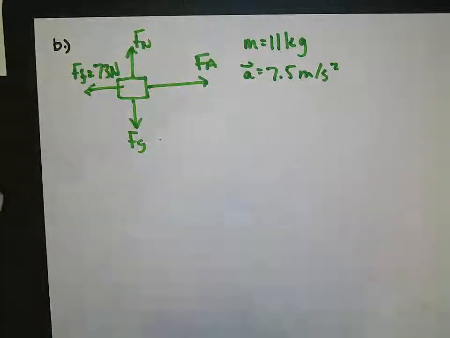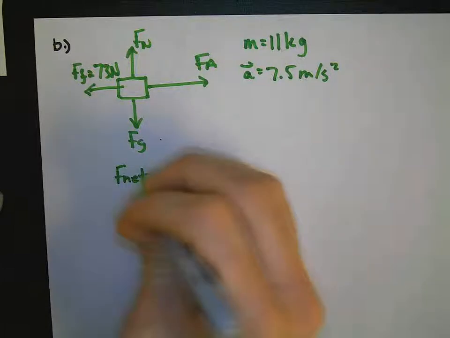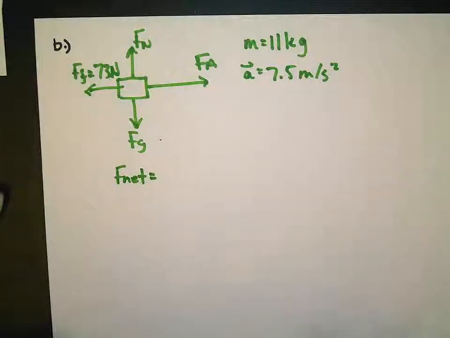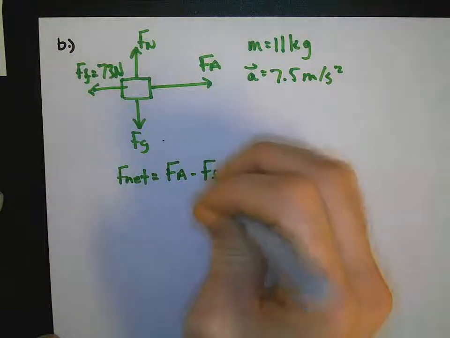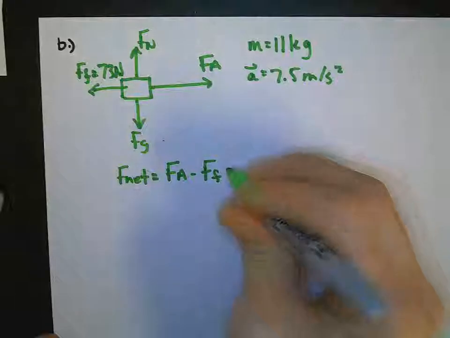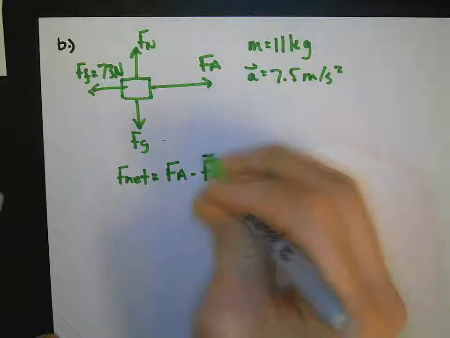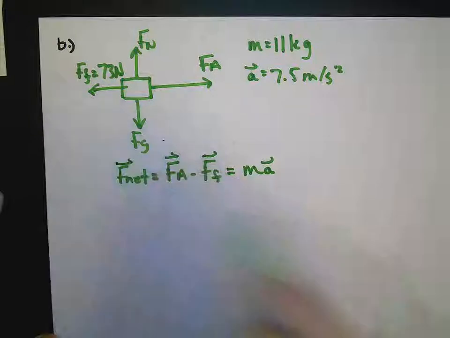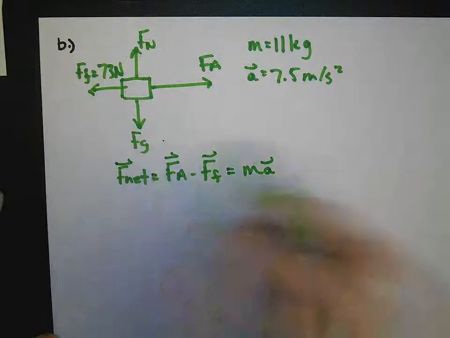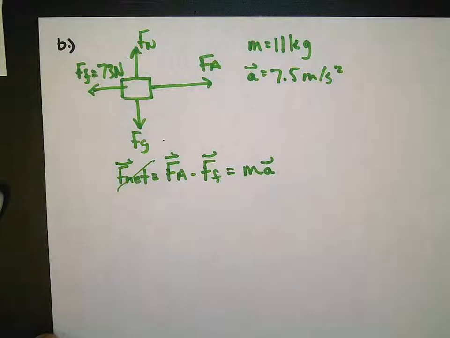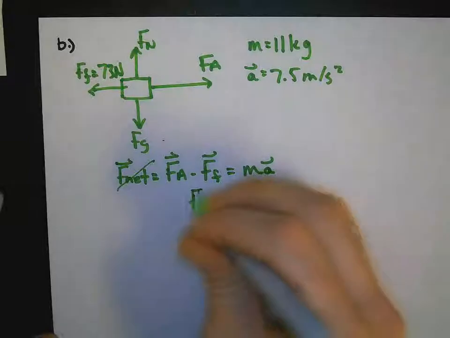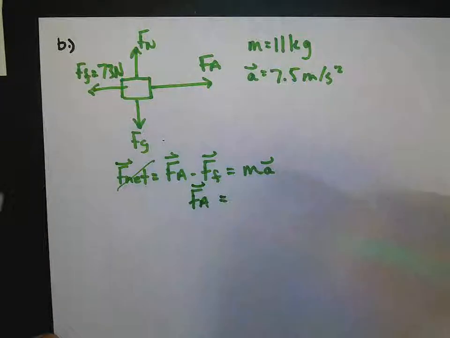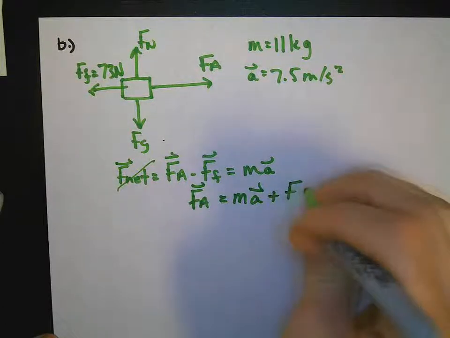So Newton's second law tells us that our net force is equal to the sum of the forces acting on the wagon in this case. So Fa minus Ff, and that will be equal to our mass multiplied by the acceleration. We're looking to solve for our force applied. I have this equation here. Don't worry about the net force, I just like to write it out, show our sum of our forces. So this is going to be our force applied will be equal to our mass multiplied by our acceleration added the force of friction.